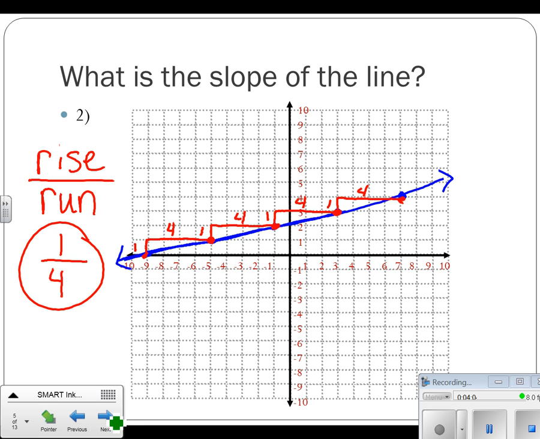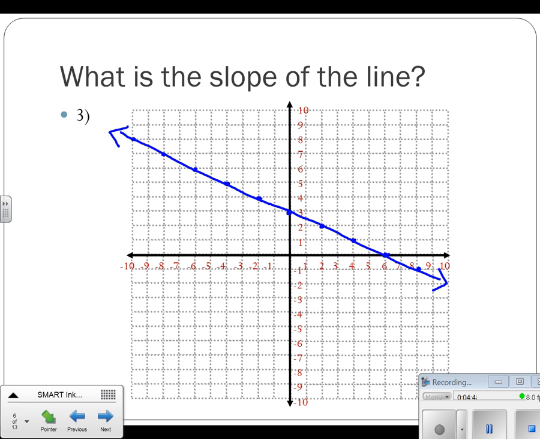I also want to show you if I was going backwards from the right side over here, down 1, left 4, down 1, left 4. What happens here is I'd have negative 1 because it's down 1, and then left 4 would be negative 4. Now your rise would be negative 1, your run would be negative 4, which we know ends up being a positive 1/4. So we could look at it that way too. A negative over a negative gives you that positive slope of 1/4.